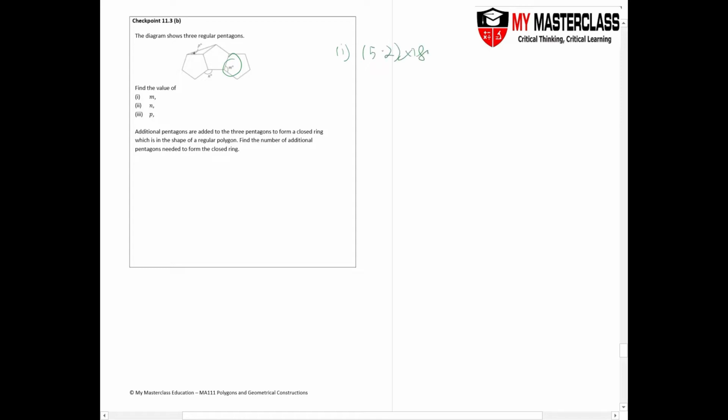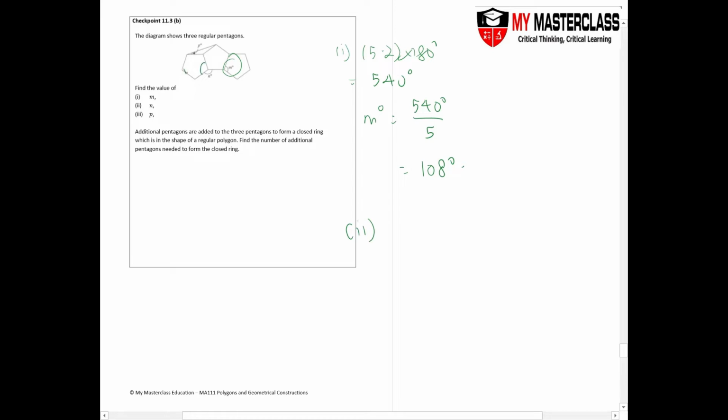2 times 180 degrees. At this point, you should be able to acknowledge the different terms and the number of sides. So you would have 540 as the total sum of interior angles. Once done, to find out what m is, it will just be 540 divided by 5. You should have 108 here. Okay, let's take a look at part 2.